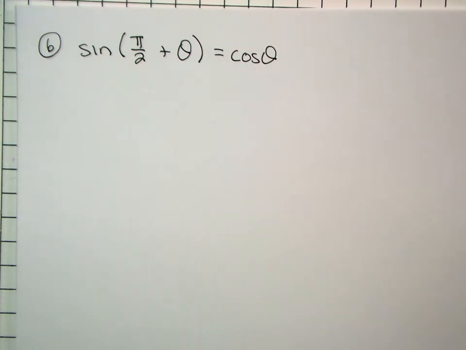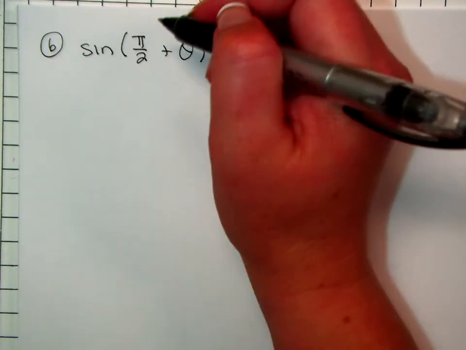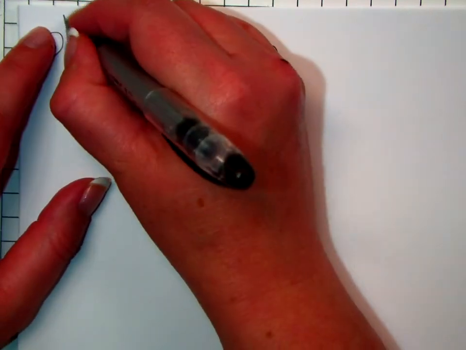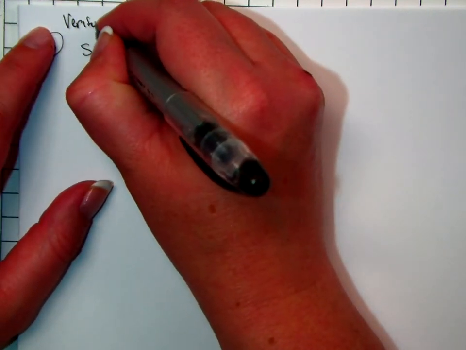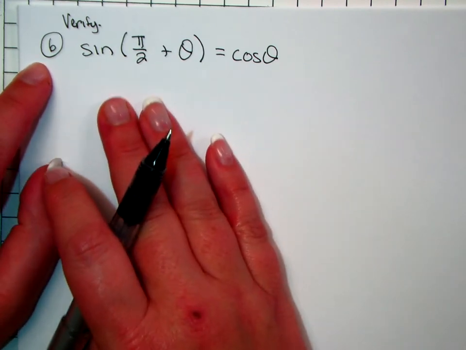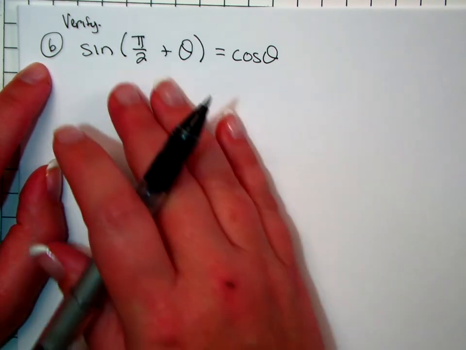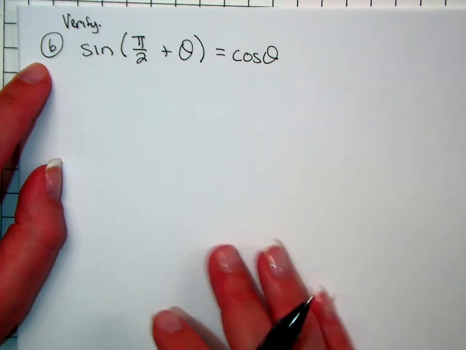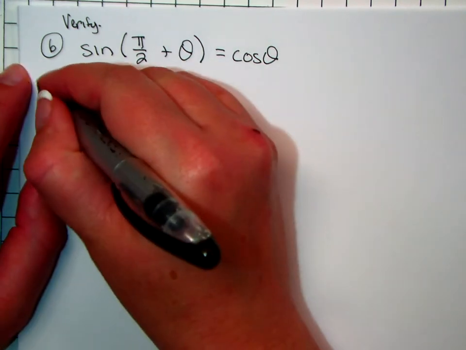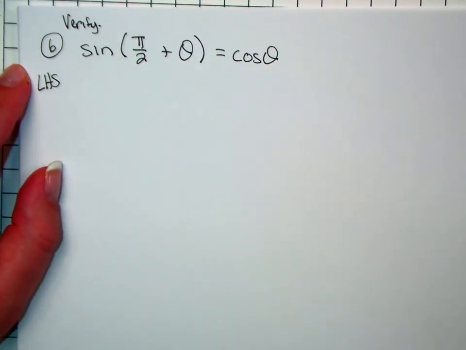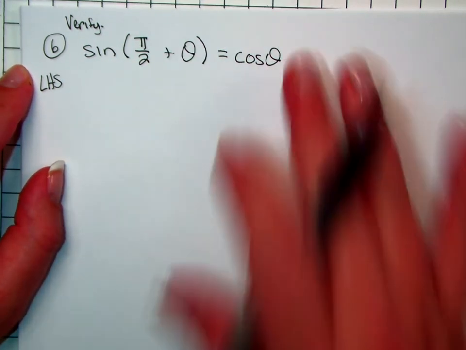So sine of pi over 2 plus theta equals cosine theta. This is kind of like an identity that we want to verify. And when we go to verify an identity, remember we want to work on just one side. So you can pick the left-hand side or the right-hand side, but I would always pick the left-hand side here. I'm going to work with the left-hand side only, and I'm going to make the left-hand side equal to the right-hand side.